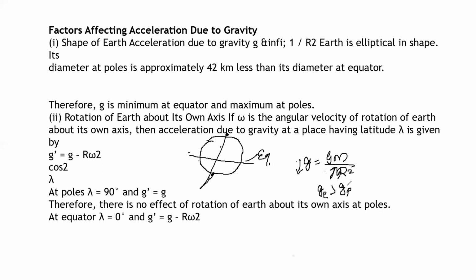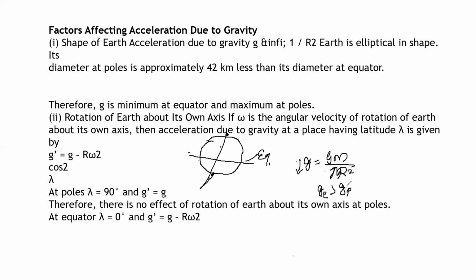Why it is minimum and why it is maximum, I told you from the expression: our g value is inversely proportional to the square of the distance between the objects. As the distance decreases, the acceleration due to gravity value increases. So this is the concept of how your acceleration due to gravity will vary due to the shape of the earth.